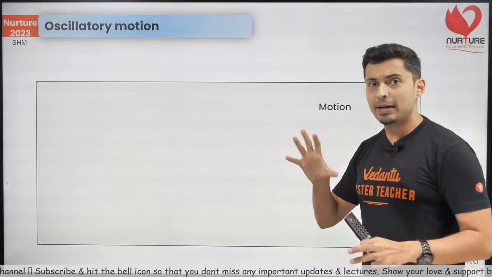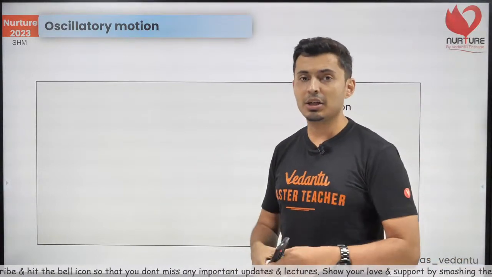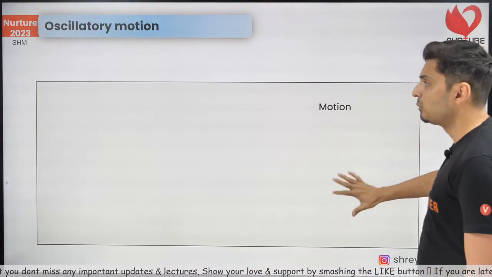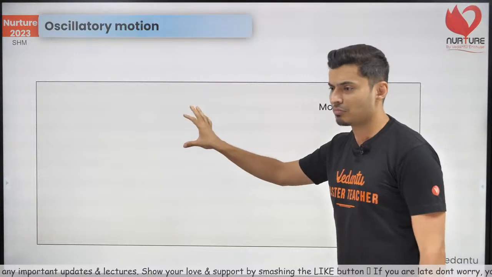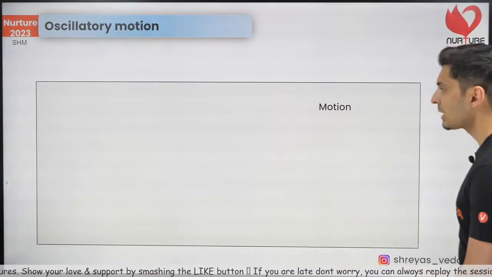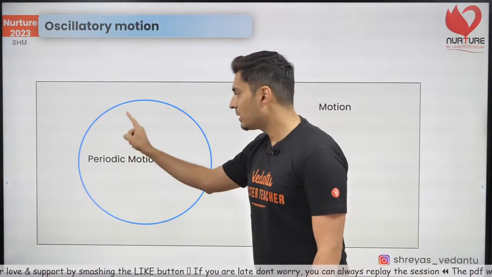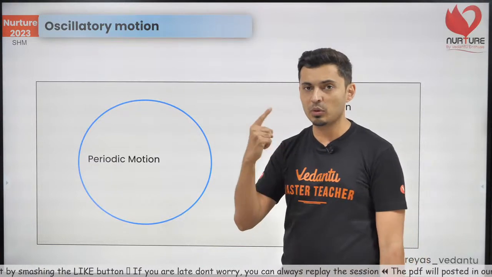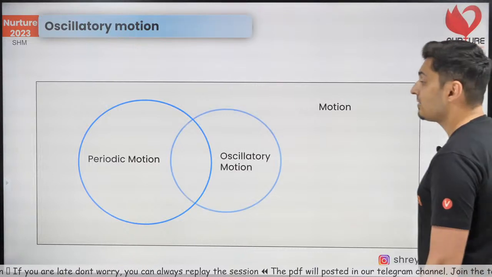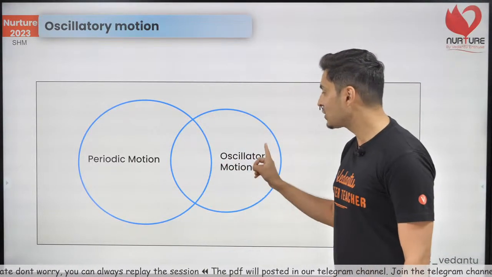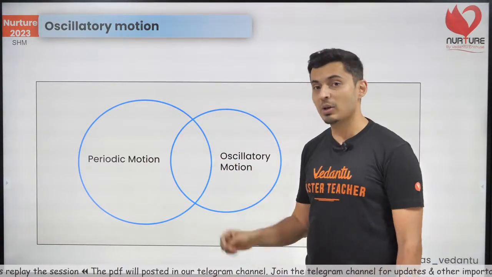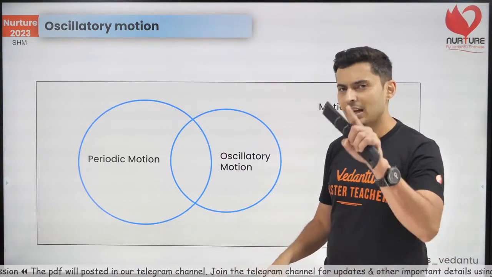A Venn diagram gives you an idea of who belongs where, and it gives you the idea of sets. So imagine a set of motion. All the things inside it is motion: projectile motion, 1D motion, 2D motion, oscillatory motion. So many kinds of motion are possible. So I have one subset which is periodic motion, like the earth going around the sun, moon going around the earth, hands of a clock. Similarly, I have something called oscillatory motion, and these two things are quite different. Very important. A lot of people think oscillatory and periodic are the same thing. That's completely wrong.